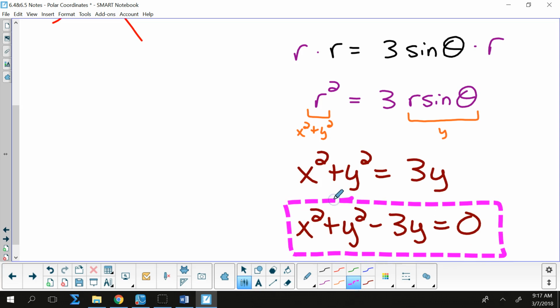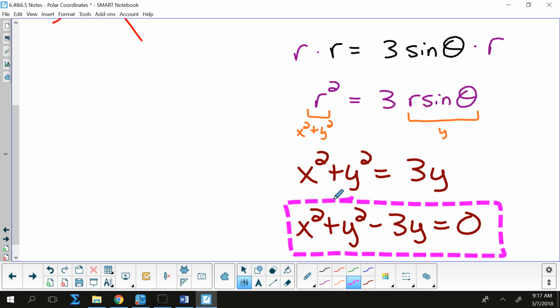this equation is the equation of a circle. It has a center at 0, 1.5, and it's got a radius of 1.5. Now, you guys haven't learned conic sections yet, but I did that by completing the square.